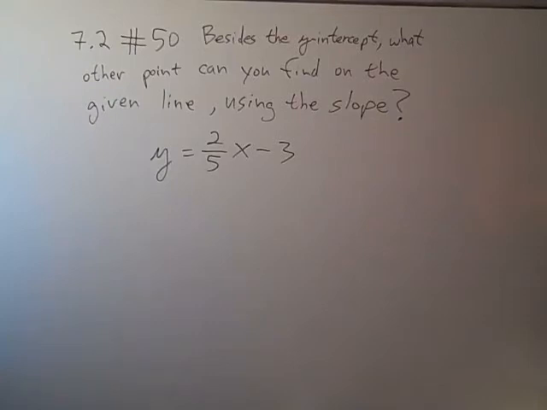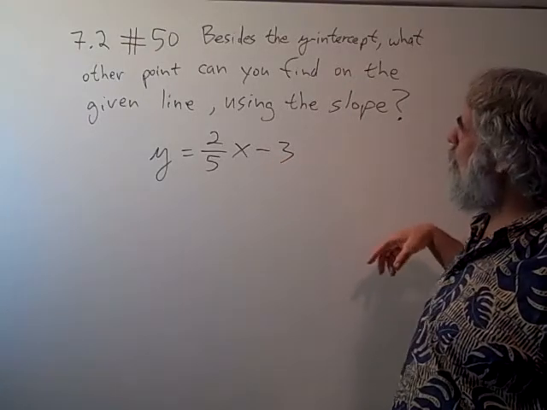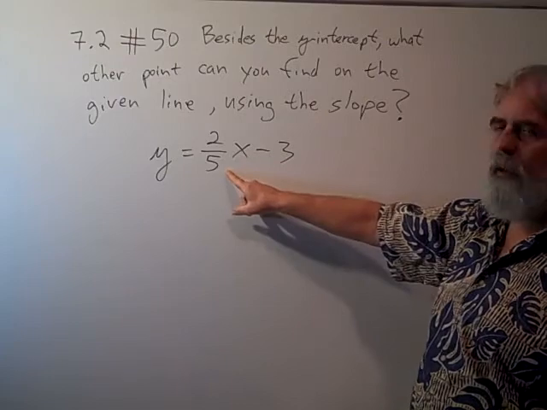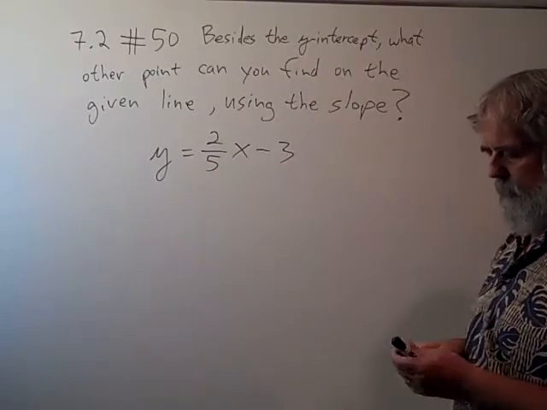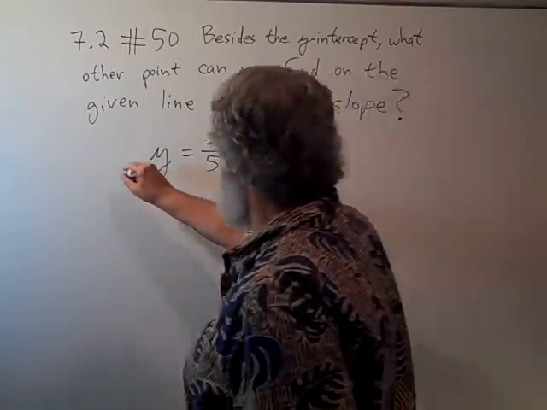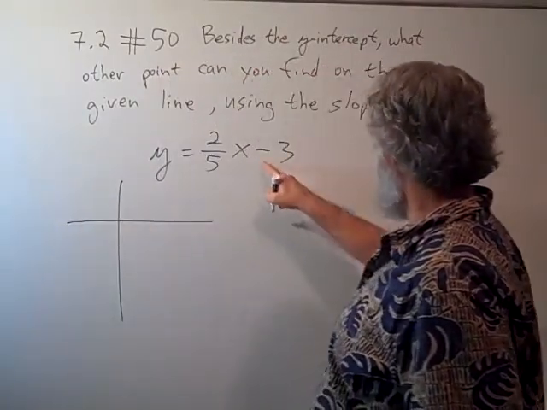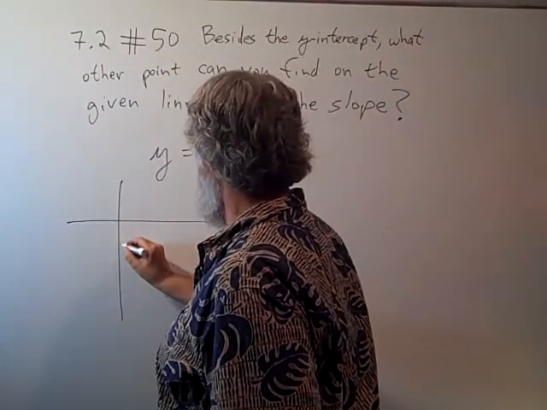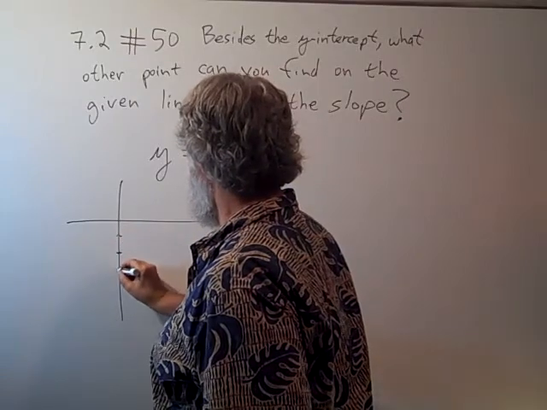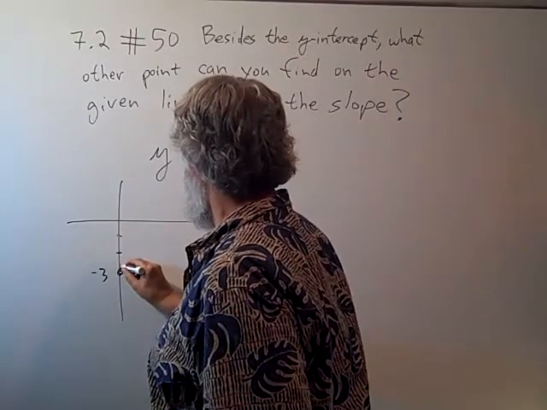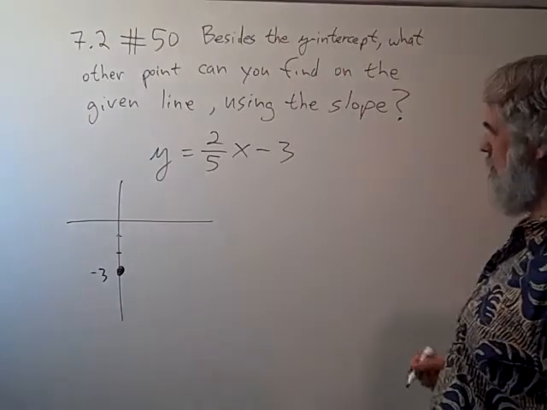Okay, besides the y-intercept that's given in the equation, y-intercept is -3, what other point can we find on the graph of this line just using the slope? Now the usual way of doing this is when you're graphing a line using the slope, you start with the y-intercept, -1, -2, -3. There's the y-intercept of this line.